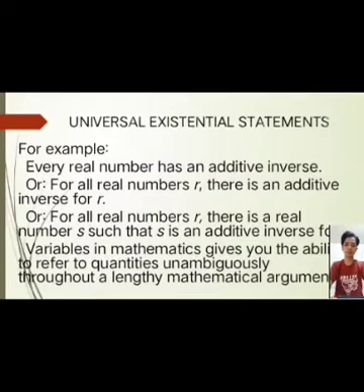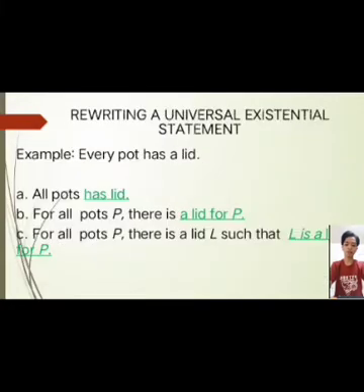Rewriting a universal existential statement. Example: every pot has a lid. A: All pots have a lid. B: For all pots P, there is a lid for P. C: For all pots P, there is a lid L such that L is a lid for P.